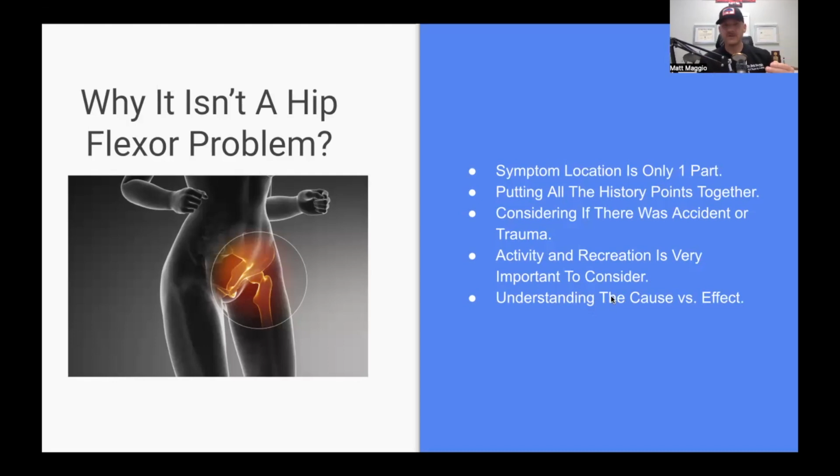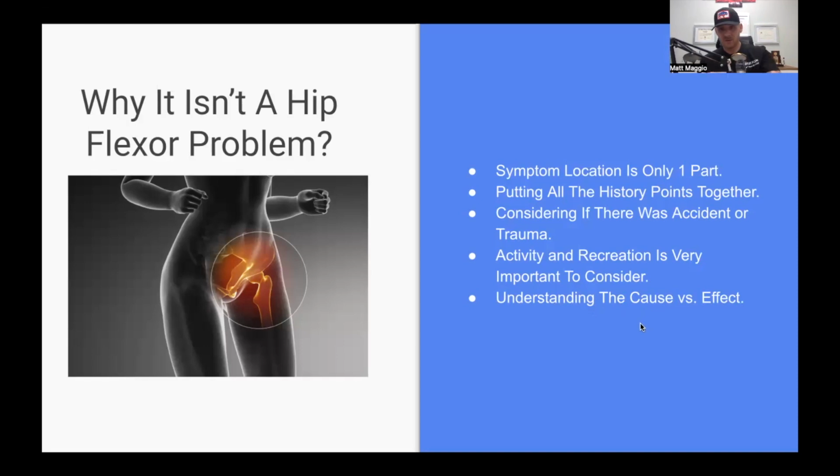But you want to know a lot of that other data, like what does it feel like? Have they had trauma? Is it more of a biomechanical distortion or things like that? We want to collect a lot of data. We have to put all the history points together. Another thing we want to consider is, was there an accident or trauma in there? And a lot of times if there was a direct trauma to that area, then maybe I'm thinking it's a hip flexor problem, but more than likely it's not.